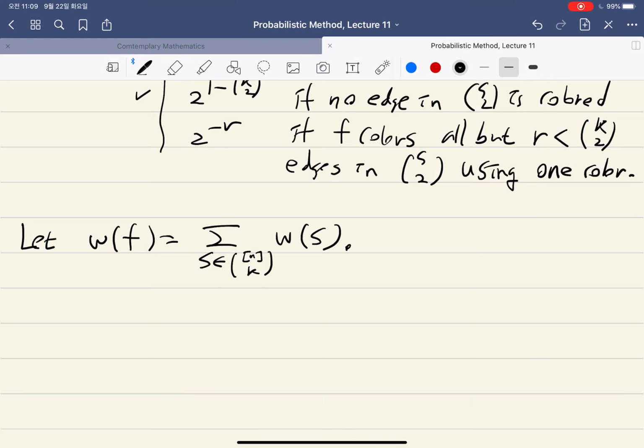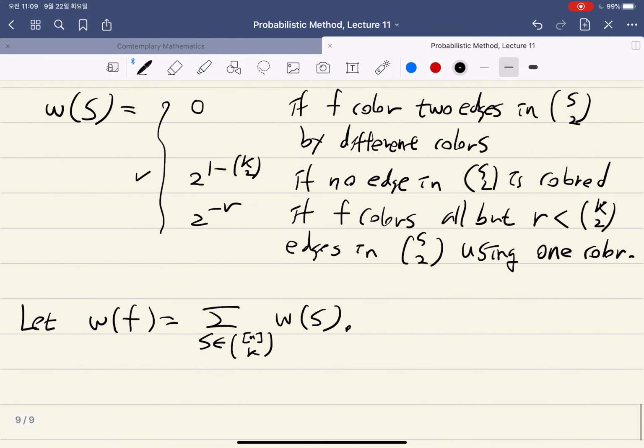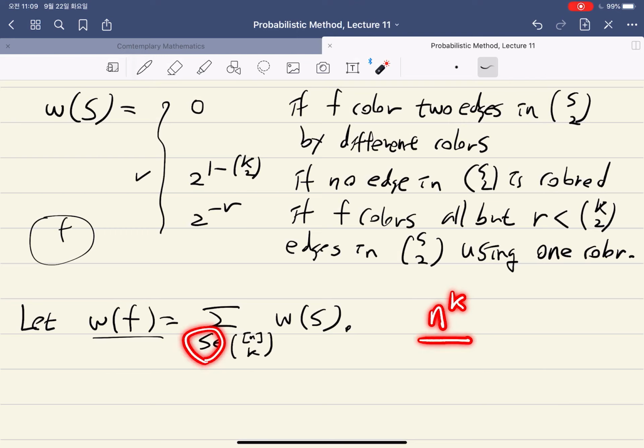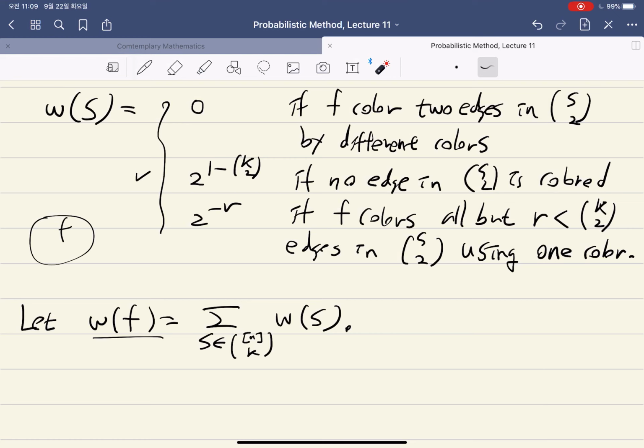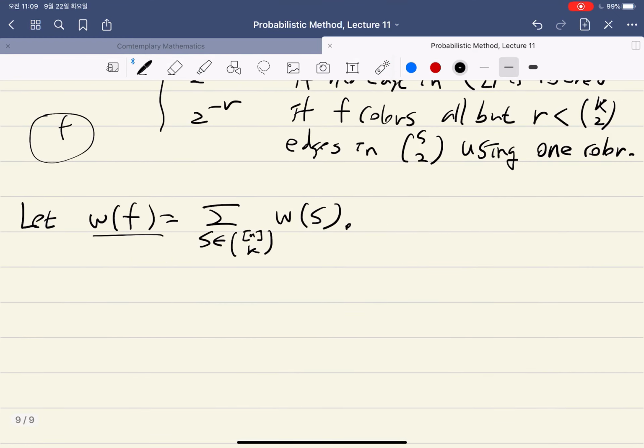So this is certainly a deterministic weight. In order to determine this weight of f, for a given f, you just consider all possible sets S of size k, and then for all of them we just compute this and then we add. This can even be computed in polynomial time, with n to the k many choices of S, and for each one of them we can just compute this value. It is a deterministic weight, but it has a probabilistic interpretation.